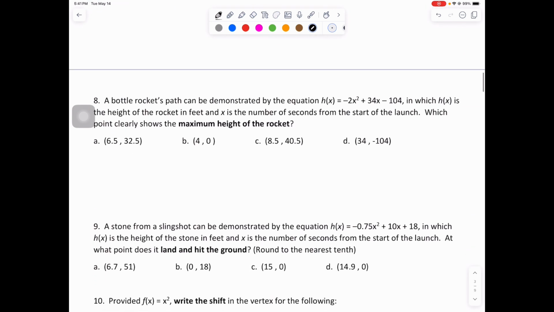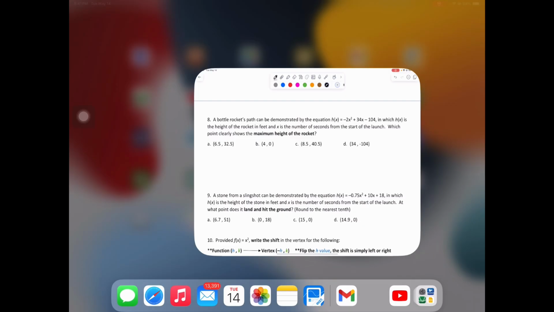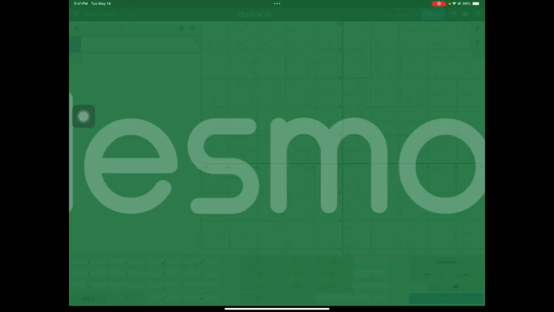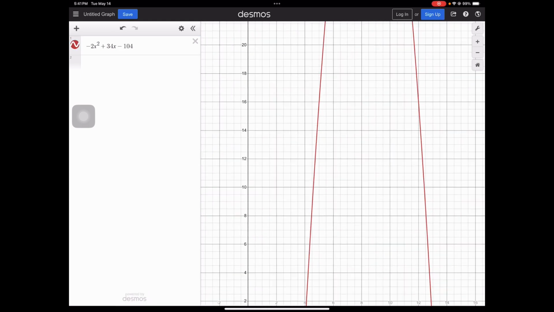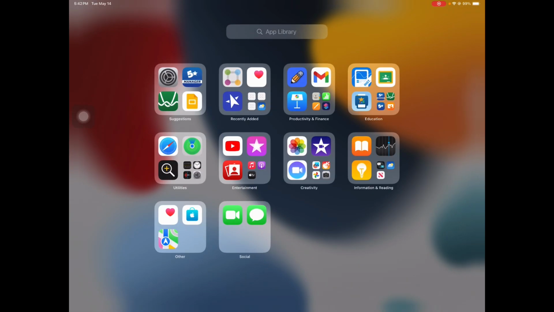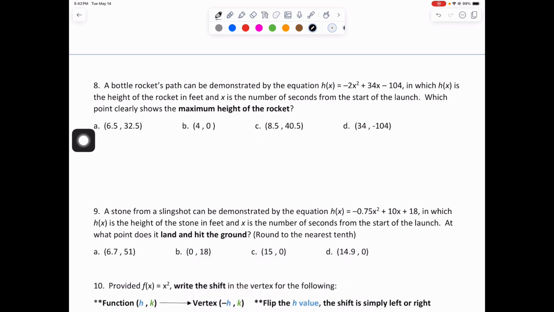All right, so number 8, moving forward, I will have to enter this into Desmos. Do I need to? No, not necessarily. Can we speed up the process? Yes, we can. -2x² plus 34x minus 104. We are simply looking for the vertex, and we know it's going to frown, and we do get 8.5 and 40.5. Let me go back into Notability. We will circle answer choice C as 8.5 and 40.5.